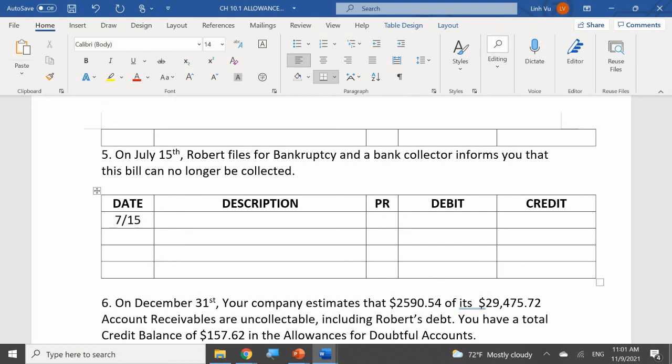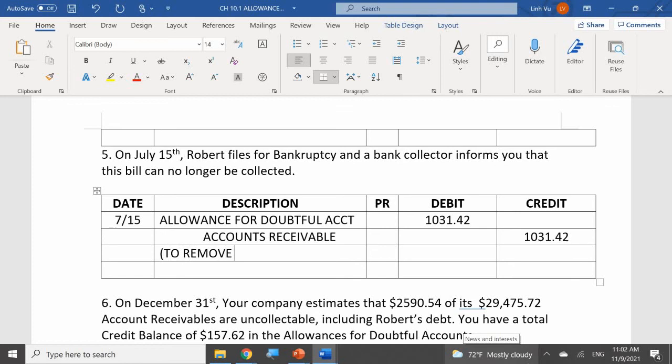So we're just going to redo the same thing we did above? Correct. You're going to do the allowance for doubtful accounts again, and then accounts receivable. This time, what's my amount? 1031.42. Okay, and then I'm going to write "to remove Robert's AR account."